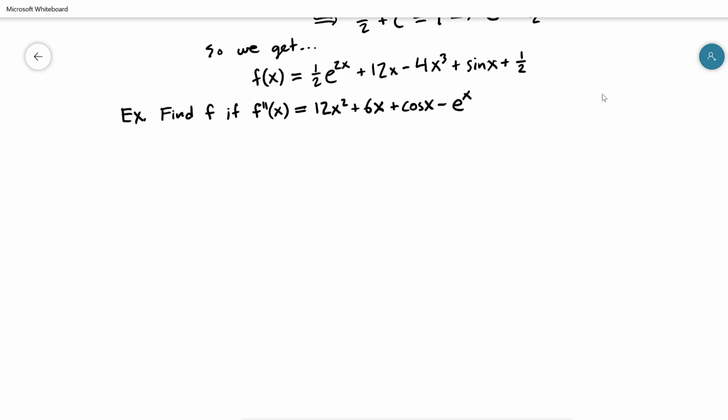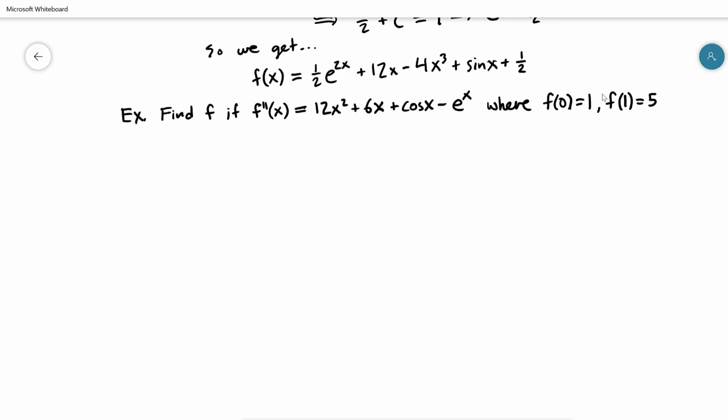But that means if I want to get a unique solution here, I actually have to specify 2 conditions. So I want to tell you that f of 0 is going to be equal to 1, and f of 1 is equal to 5. We need those 2 conditions to solve for those 2 constants. So that is our idea here.